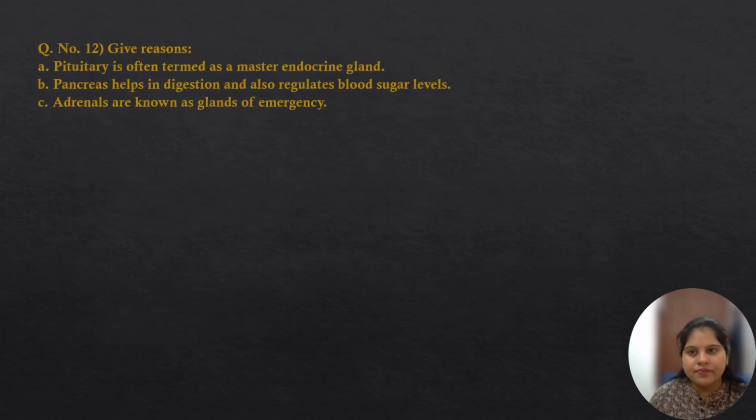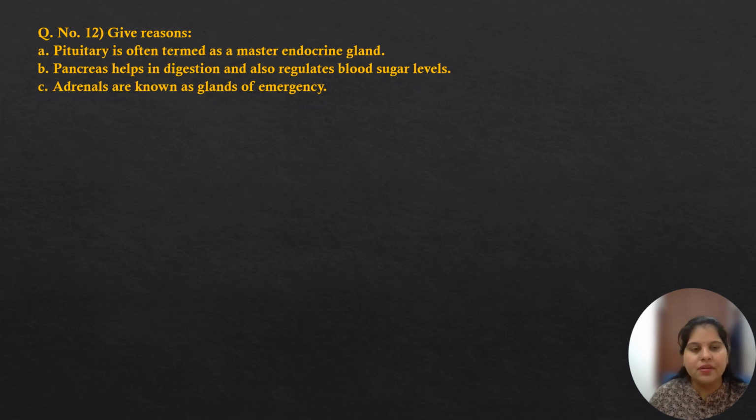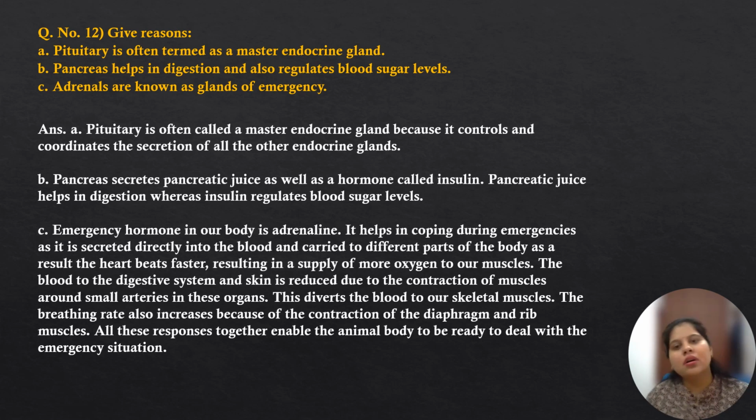Okay, next question. Give reason. Pituitary is often termed as a master endocrine gland. Yes, pituitary gland is also known as master endocrine gland because it controls the other glands also. It controls and coordinates the secretions of all other endocrine glands. That's why it is known as master endocrine gland.